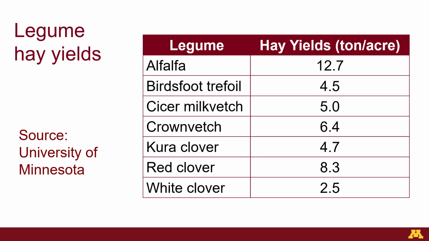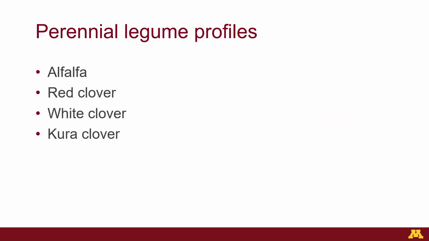Legumes vary greatly in their forage yield potential. In this table with data from the University of Minnesota, we show potential typical yields of legume forages. Alfalfa can have a hay yield of 12.7 tons per acre. Bird's foot trefoil is 4.5. Sainfoin milk vetch is 5. Crown vetch is 6.4. Kura clover is 4.7. Red clover is 8.3, and white clover is 2.5 tons per acre of hay. We will profile perennial forage legumes that include alfalfa, red clover, white clover, and Kura clover, a relatively new legume with unique properties.